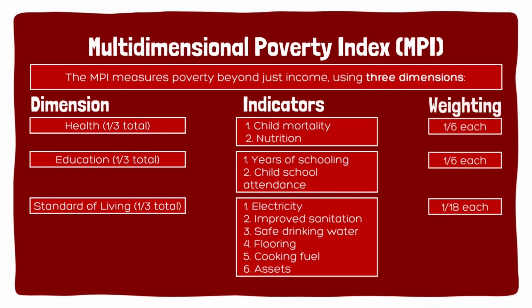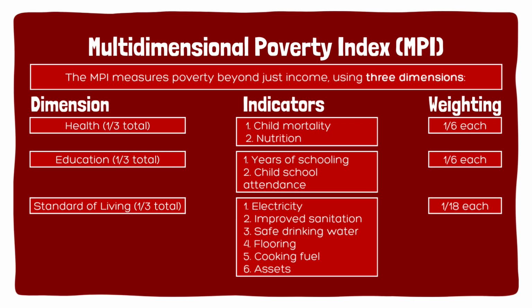One important way to measure poverty is through the Multidimensional Poverty Index, or MPI. Unlike income-based measures, the MPI considers a range of deprivations across three key areas: health, education, and standard of living. Household surveys are used to assess factors such as years of schooling, school attendance, nutrition, child mortality, and access to essentials like clean water, electricity, sanitation, proper flooring, cooking fuel, and basic assets.